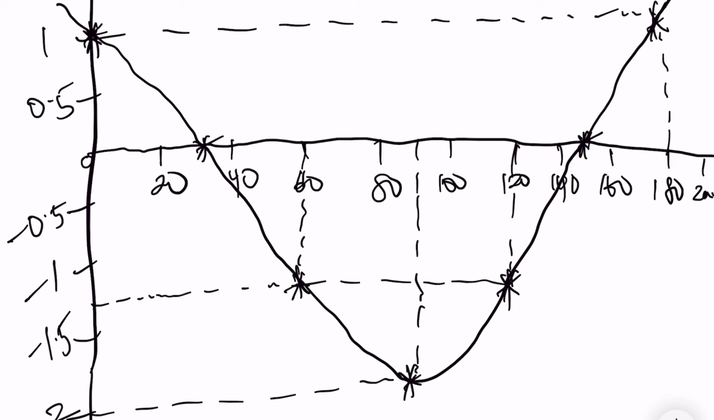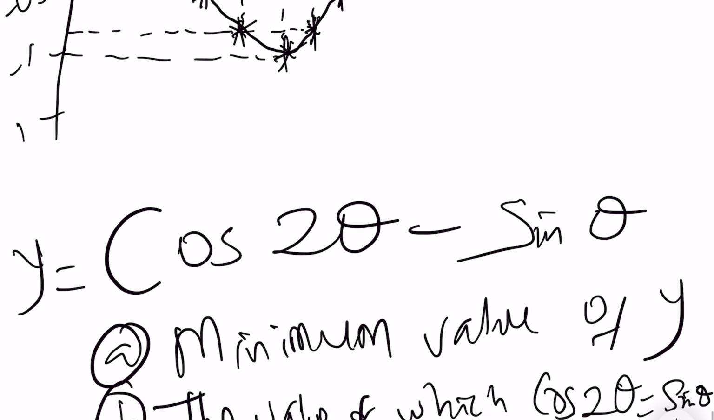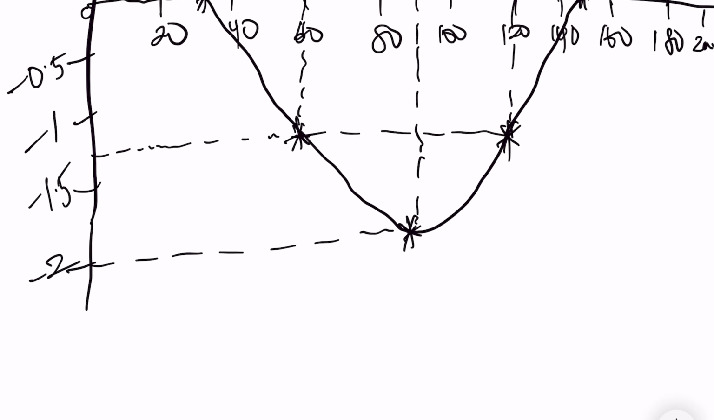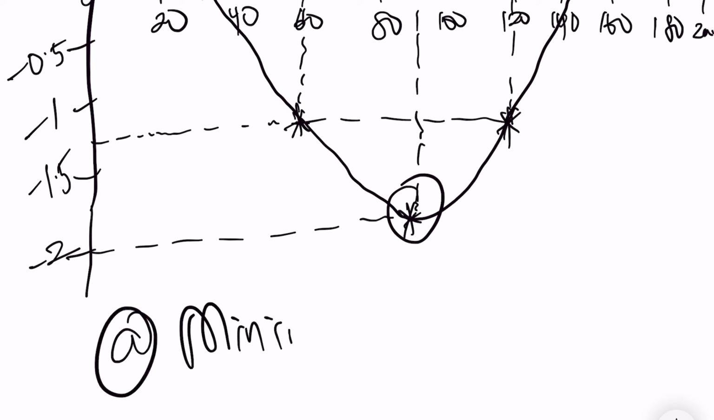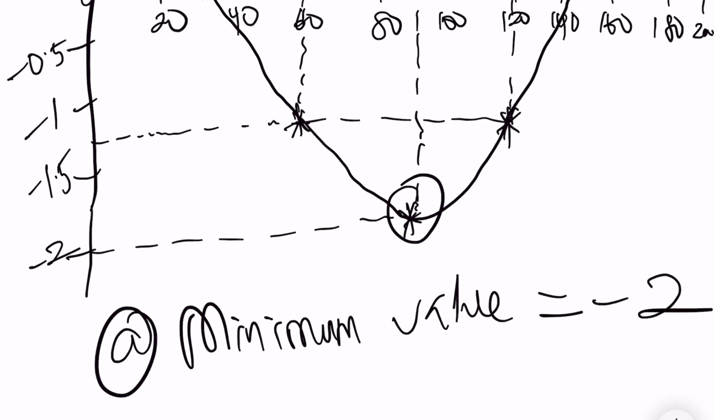So the first question says find the minimum value of y. Find the minimum value where y is lowest. So the minimum value of y is minus 2. Our minimum value is minus 2.